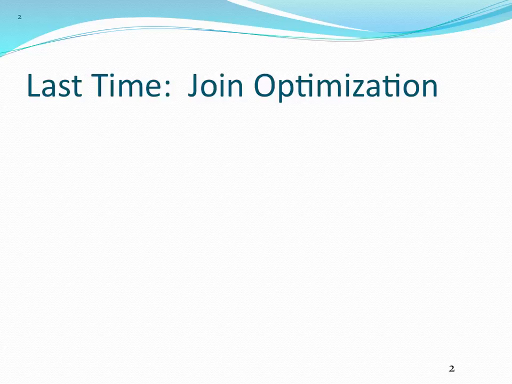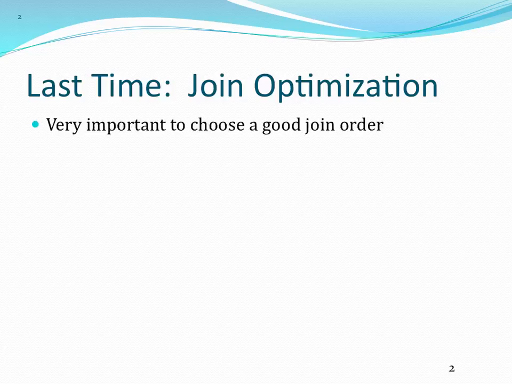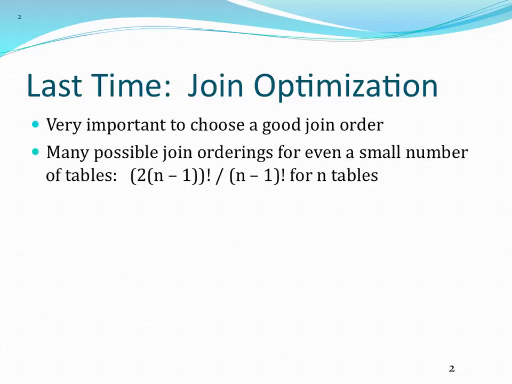But what we're going to do right now is finish talking about join optimization. We started talking about this last time. The important detail here is that it's very easy to have a massive number of potential join orderings if we have even a small number of tables.